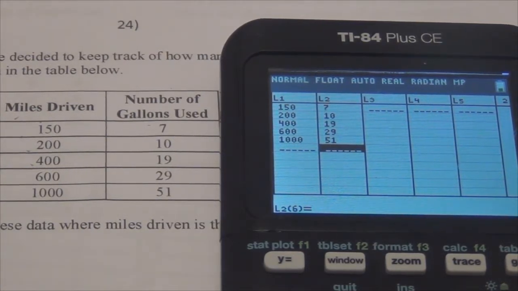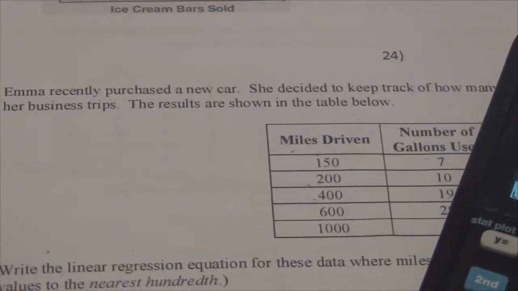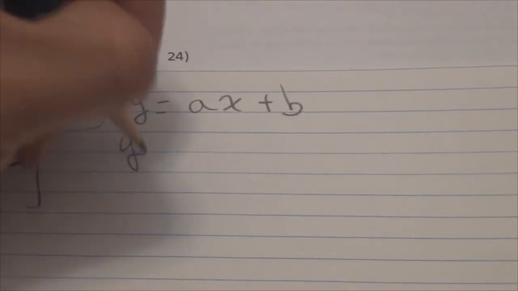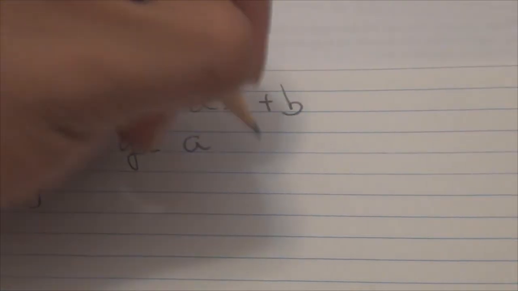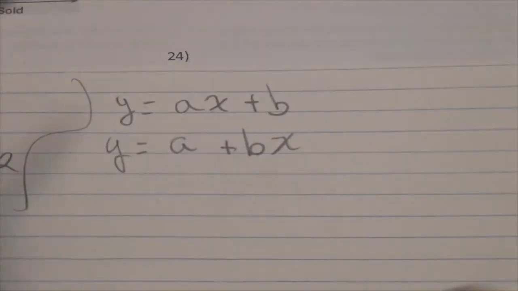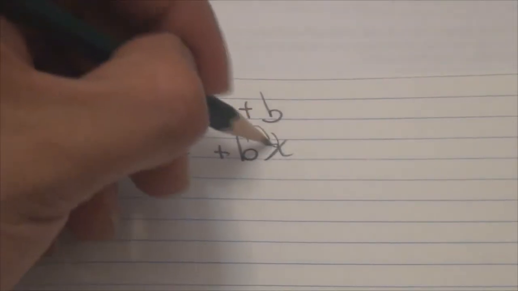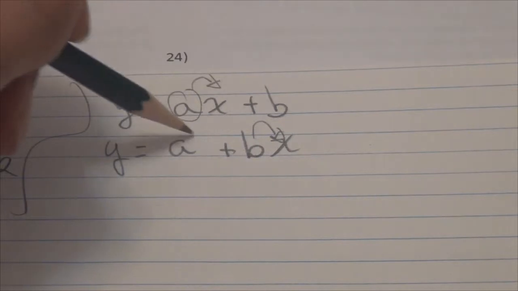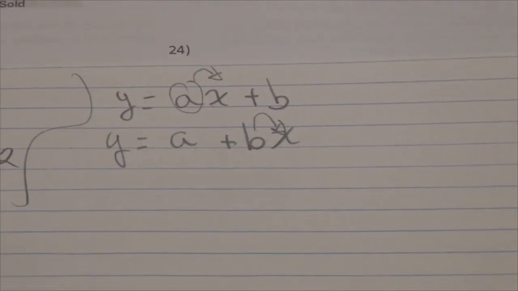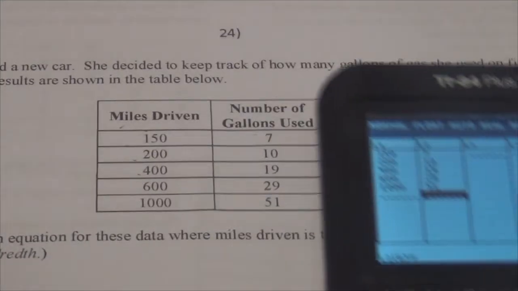A linear regression can have two forms. Let me explain to you. The first form can be y equals ax plus b. The second form can be y equals a plus bx. It doesn't matter how you see it. You know that the number that multiplies the x is going to be your slope, and the number by itself is going to be your y-intercept. Got it? Alright then, so let's write our linear regression.